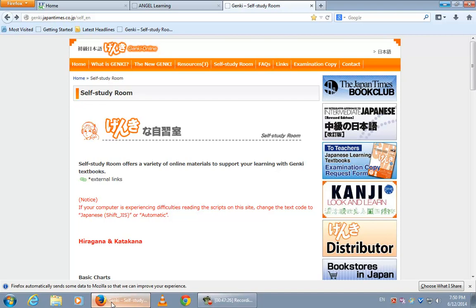You walk into Mitsukoshi Department or even McDonald's. Did you get it? Fast food place? McDonald's. Golden Arches. Yeah, those are the examples.